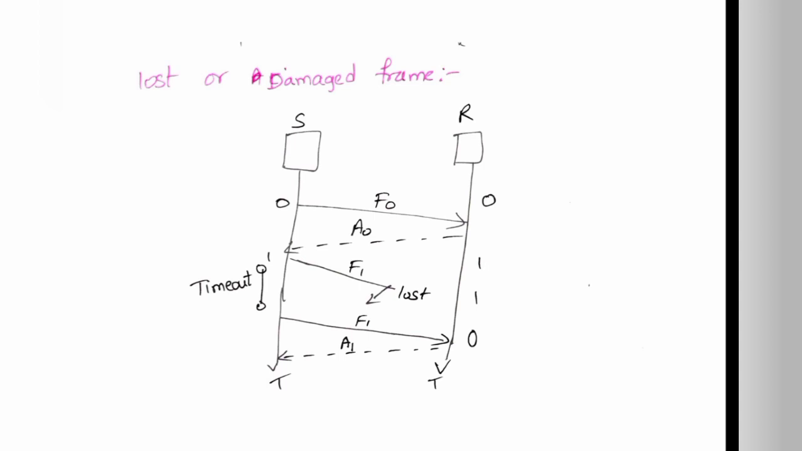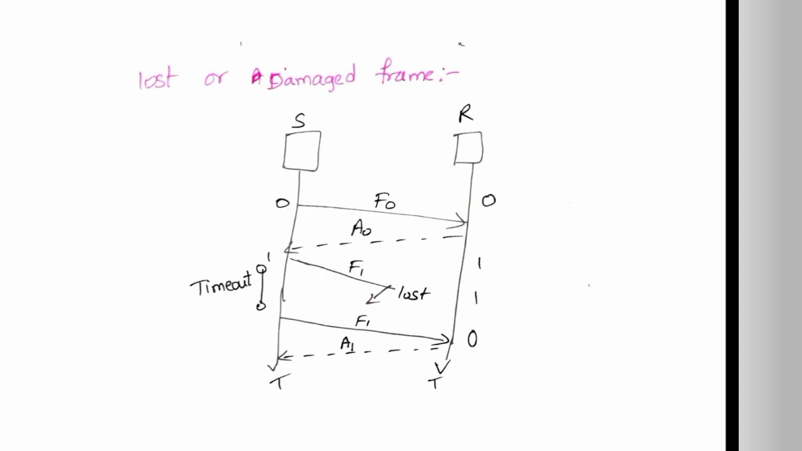So next one is lost or damaged frame. A lost or damaged frame is handled in the same way by the receiver. When the receiver receives a damaged frame, it discards it. The receiver remains silent about a lost frame and it keeps its value of the receiver.